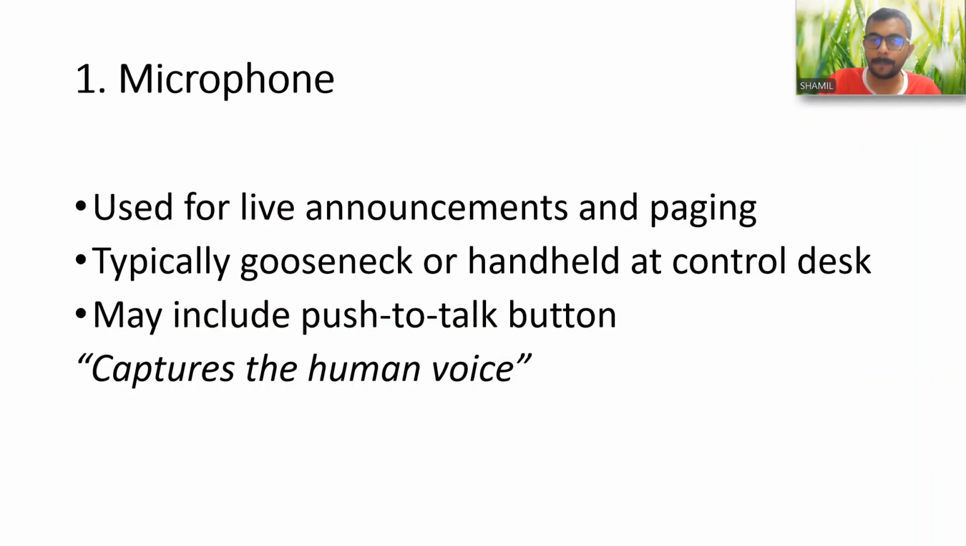Starting with the microphone. As I said, the microphone is used for live announcements, and it's also used for paging. Microphones can be of two types. It could be a gooseneck, which has a very thin long stick with the microphone at the tip of it. That is the gooseneck model. Then we have the handheld model, which MCs or singers normally use. Then there are other microphones like the collar microphone. So these are the various types of microphones available.